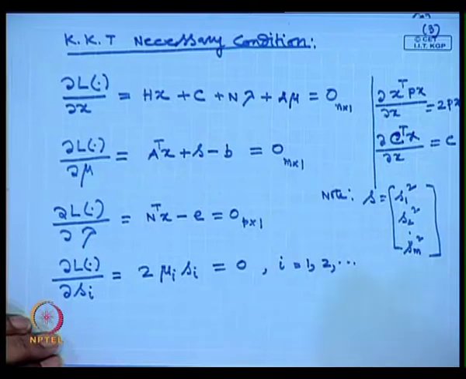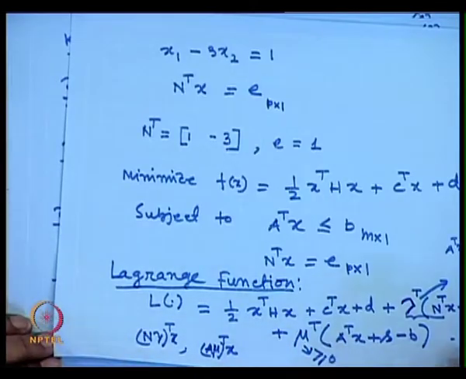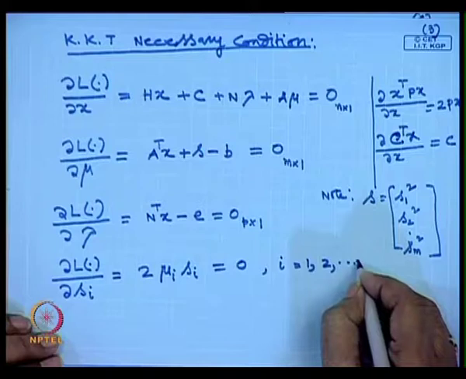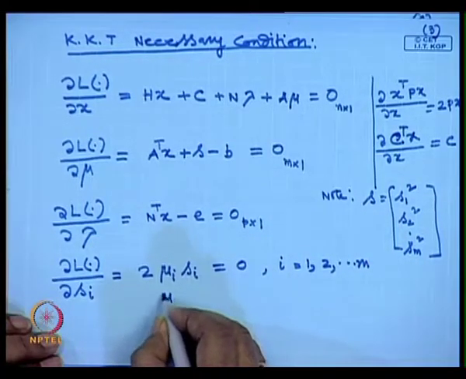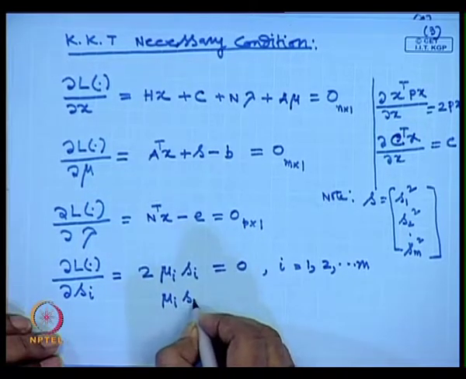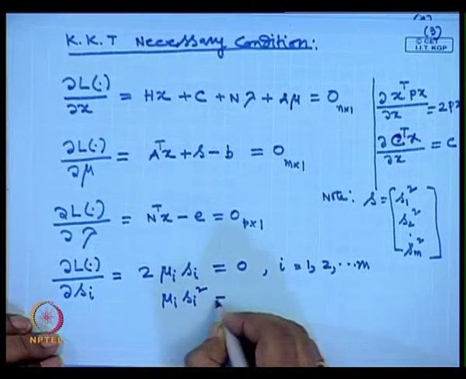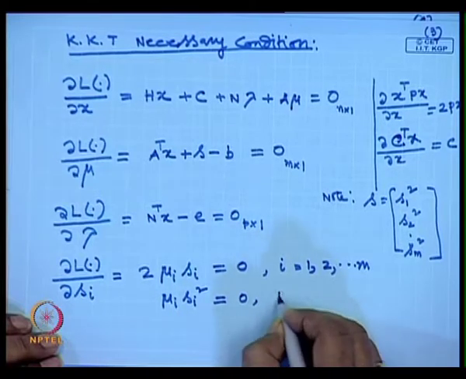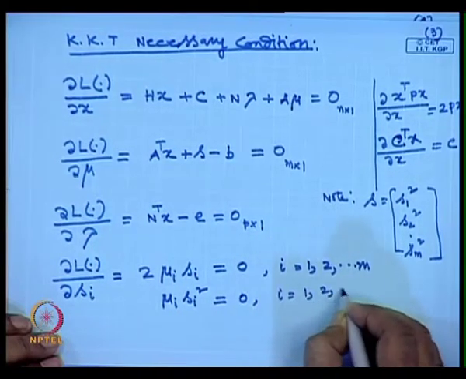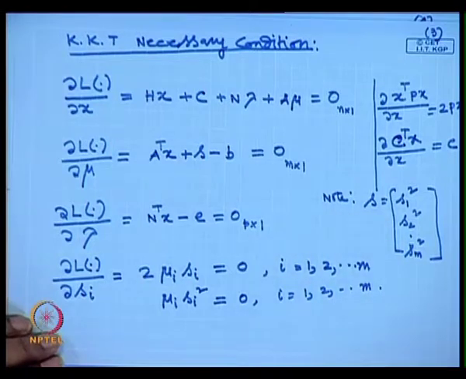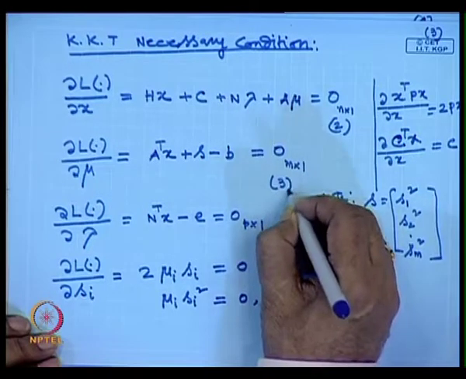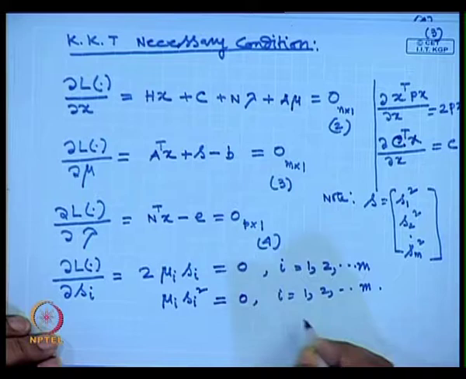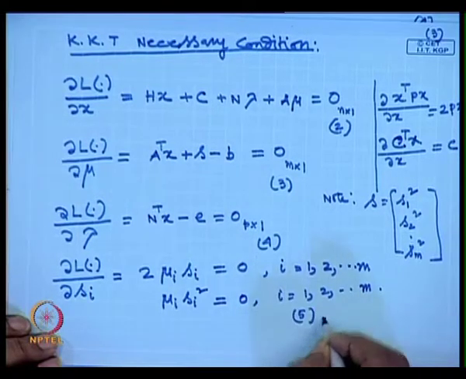this is associated with the inequality constraints. How many inequality constraints are there? m. So, this I can write further as mu i S i whole square, both sides multiplied by S i is equal to 0, i is equal to 1, 2, dot dot m. Okay. So, if you give the equation numbers, this is equation number 2, this is equation number 3, this is equation number 4, and this is equation number 5.